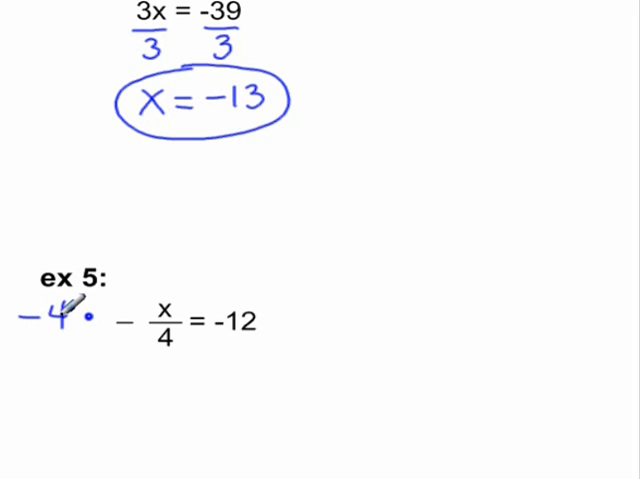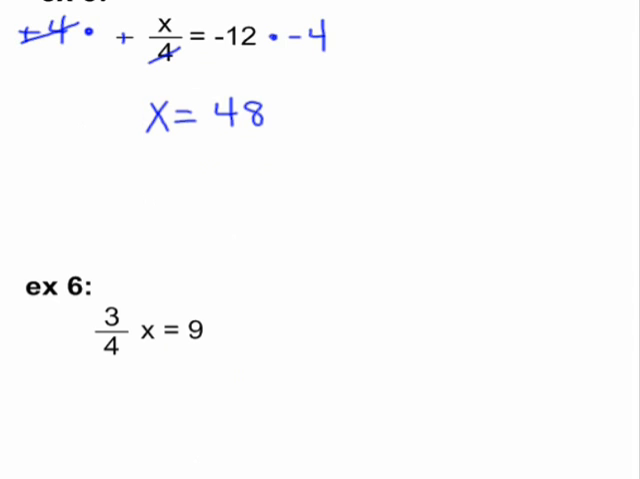So if I do negative 4 times negative 1 over 4, my 4's will cancel and the negatives will also turn positive. So that will give me a positive 1x on the left. But once again, if I do it on the left, I have to do it on the right. So I'm going to multiply the right side by negative 4. Negative 12 times negative 4 is positive 48. Since x is by itself, we've got our answer. Moving on.